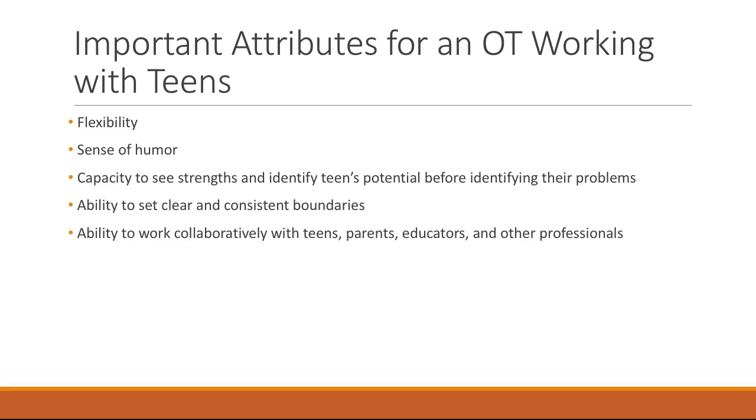Lastly, the text shares a few important attributes for any OT that's working with adolescents. So if you're working with teens, it's important to have flexibility, a good sense of humor, capacity to use a strengths-based approach and identify their potential before pointing out their problem areas, an ability to set clear and consistent boundaries, as well as an ability to work really collaboratively with the teen, their caregivers, educators, and other professionals.